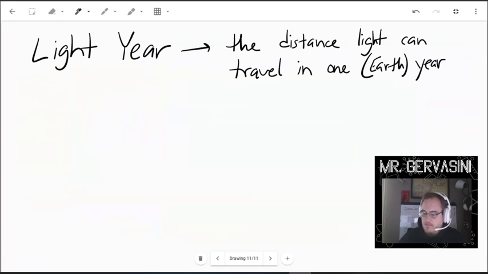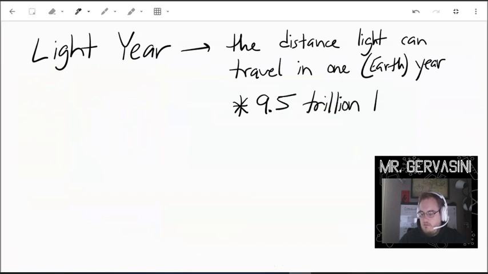All right, the nothingness of space. How far it can go in 1 year. How far is that? It is 9.5 trillion kilometers.